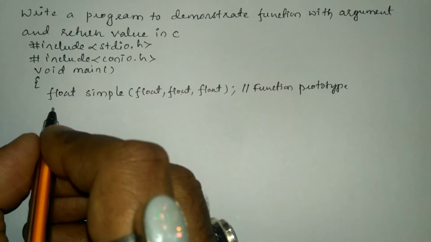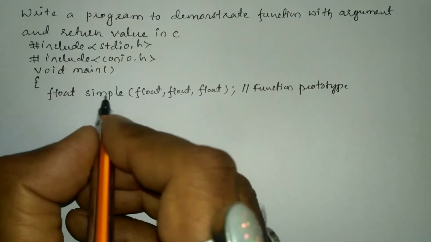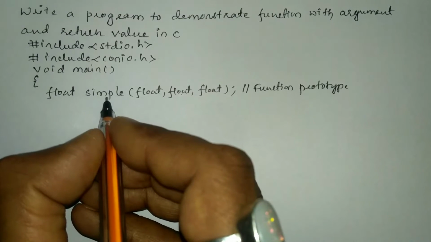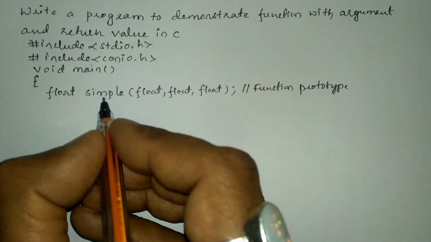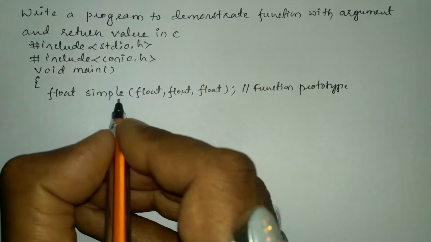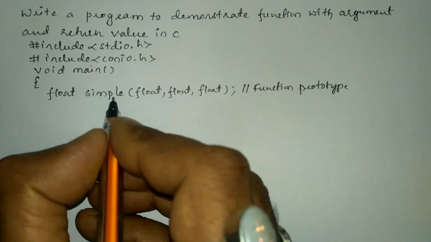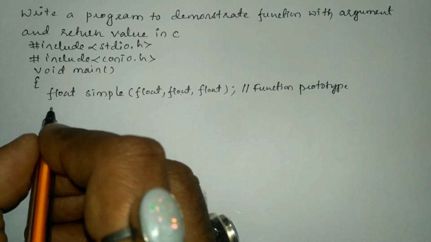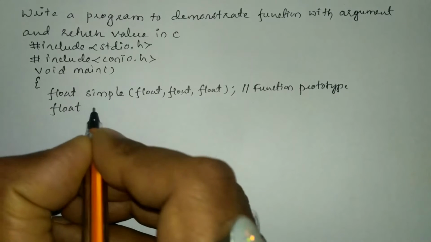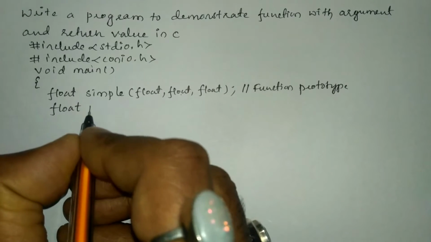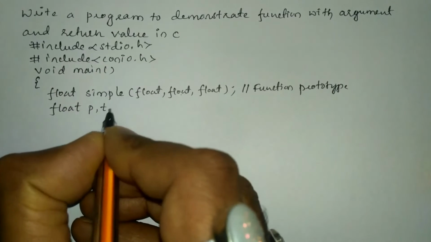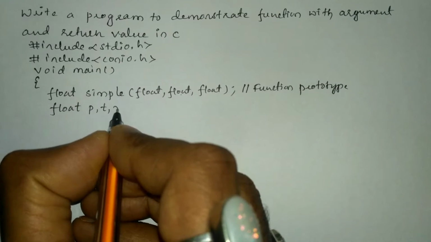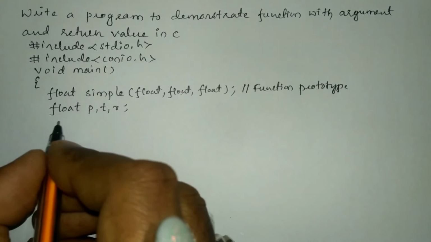So function prototype is a declaration of a function that tells the compiler that this particular function definition is present and to search for it. It creates an interface for the compiler. Now let us declare the variables of type float. Here I'm going to write P principal amount, T time in years, and R rate of interest.